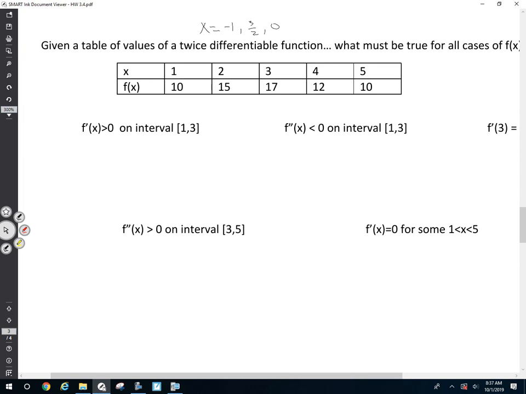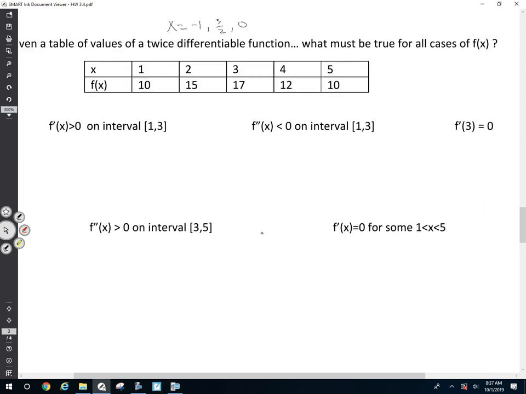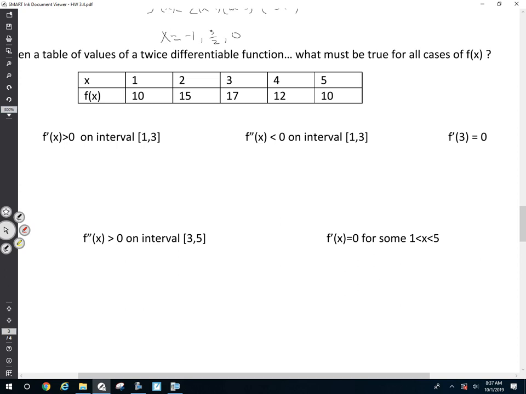Given a table of values of a twice differentiable function, what must be true for all cases of f? Here's what I want you to get away from this problem in preparation for problems like this that you'll see on the test on the AP exam. It says true for all cases. We got these points. And for the previous table problems, I told you to sketch. If you sketch these points, 1, 10, 2, 15, 3, 17, 4, 12, 5, 10.